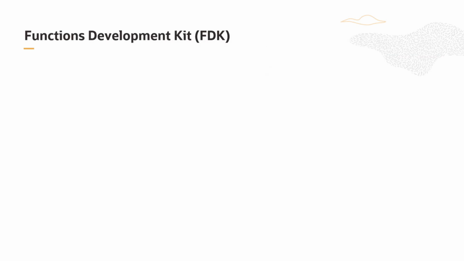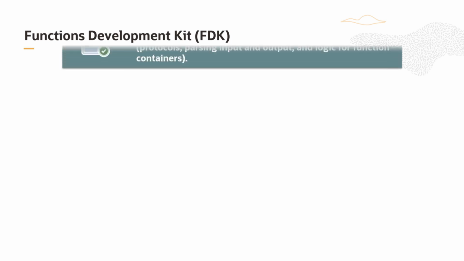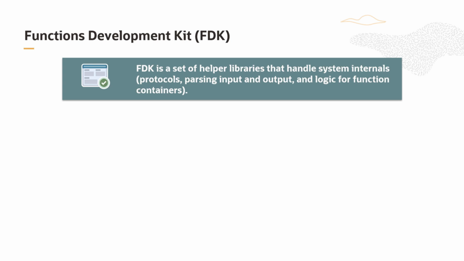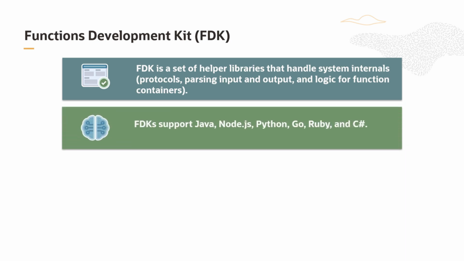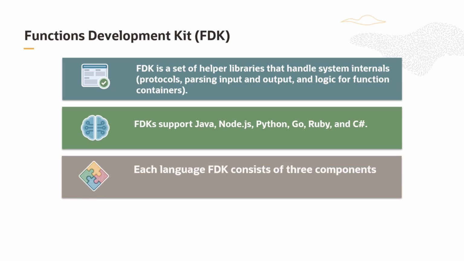Let's delve into Function Development Kits, or FDKs, which are crucial for OCI Functions to support different programming languages. FDKs are essentially a collection of helper libraries designed to handle system internals such as protocols, passing input and output, and the logic necessary for managing function containers. OCI Functions utilizes Fn Project's FDKs to provide support for a range of popular languages, including Java, Node.js, Python, Go, Ruby, and C#. Each language's FDK comprises three key components.